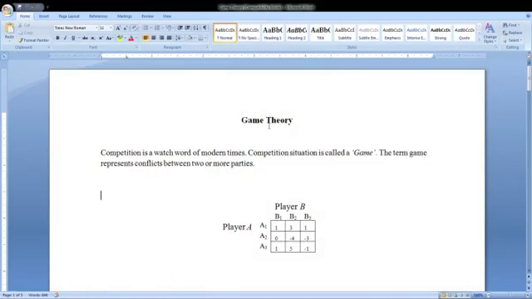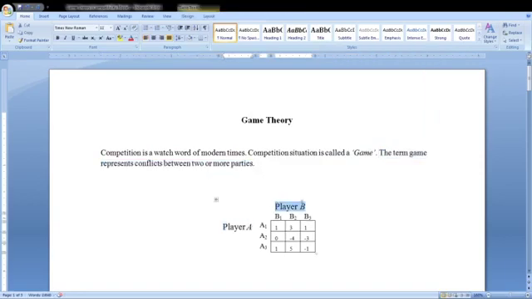So game theory deals with competition. As you all know, competition is the watchword of modern times, and a competitive situation is called a game. The term game represents conflict between two parties. Let's say there are two parties, player A and player B. There is a competition between them, and these two players are playing to win the game.